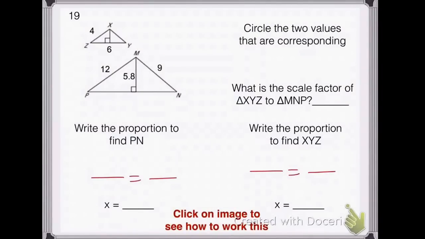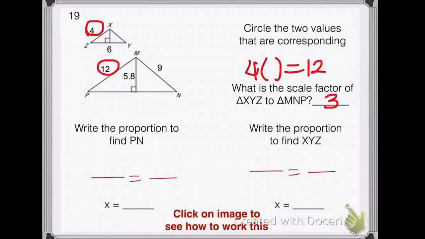19. Circle the two values that are corresponding. So if I notice this side and this side are corresponding, they're in the same positions. What is the scale factor? Well, 4 times what factor equals 12? So my scale factor would be 3.